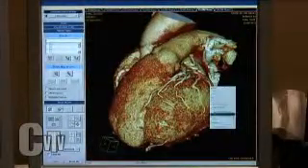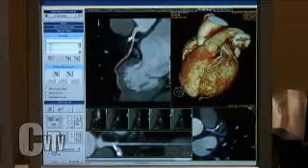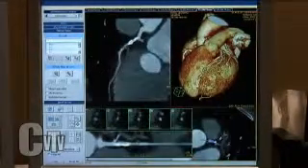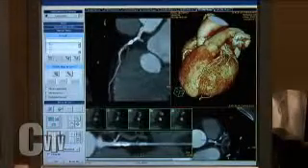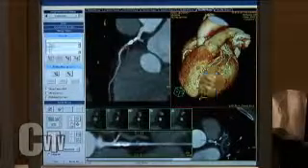So we're going to shrink this image here. Now what we're going to do is look at each one of the blood vessels, and I'll show you how we're going to do that. And this is a pretty amazing process as well. As I click on this particular vessel, we call this the LAD.